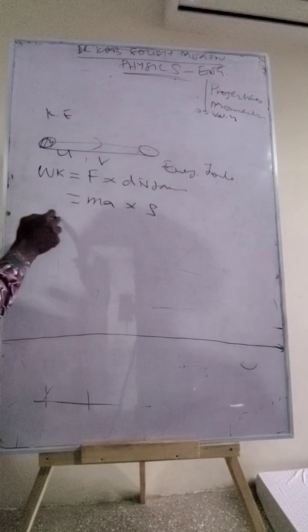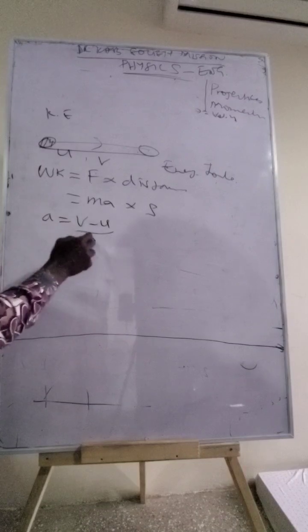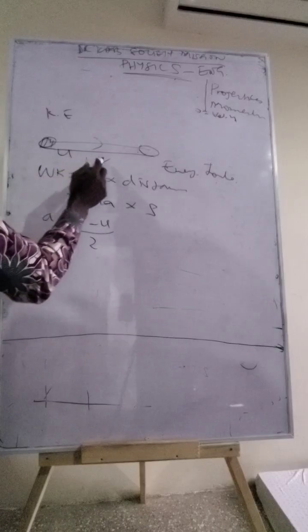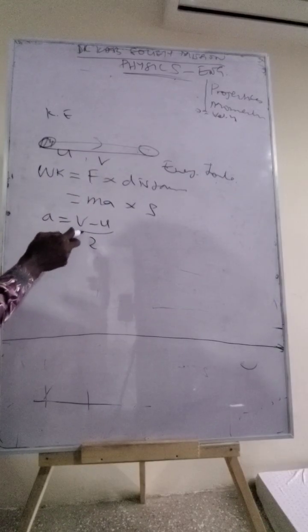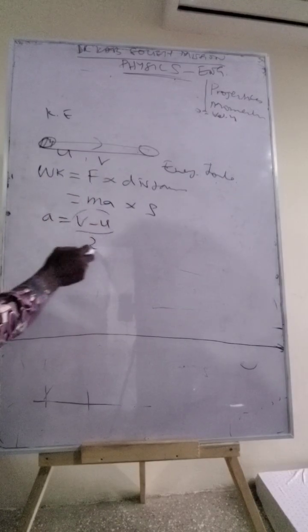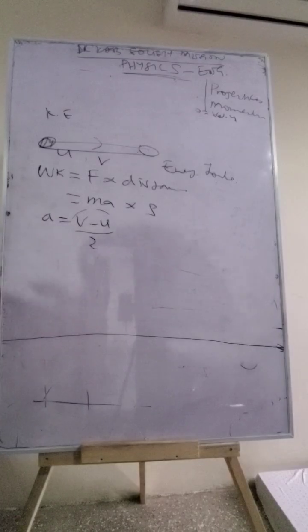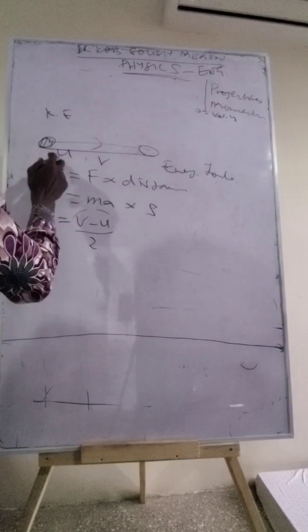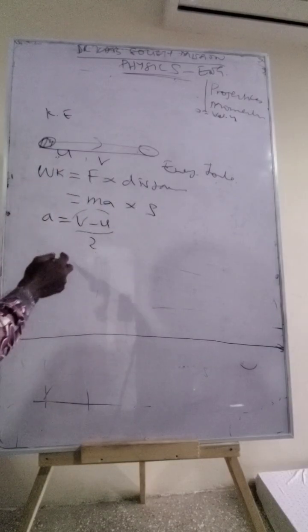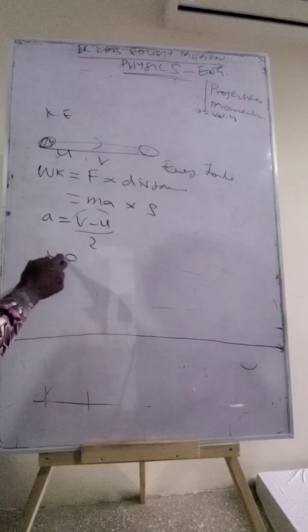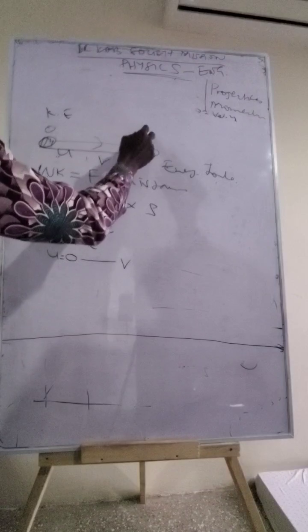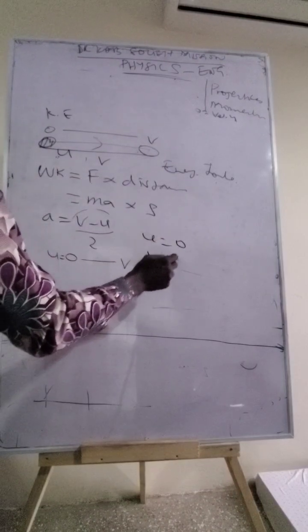Okay, we have already said that acceleration is equal to v minus u over t. Now in this case, if the body is moving with constant velocity, then of course this will go off and there is no acceleration. But we are saying that there is an acceleration in this case. Then that will mean that you started with an initial velocity of 0, and then you got to your final velocity v. So u is equal to 0 and v is equal to v.